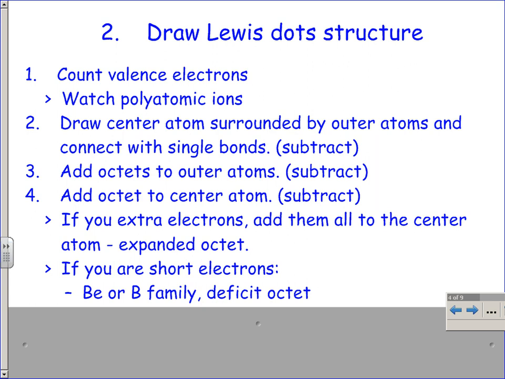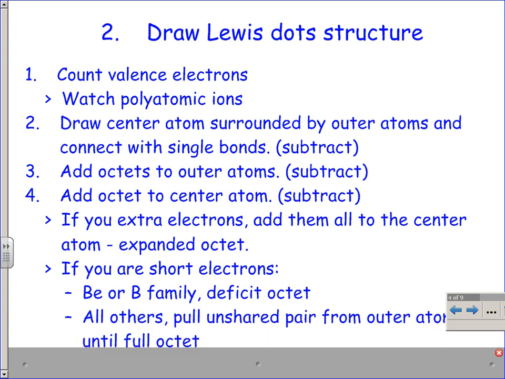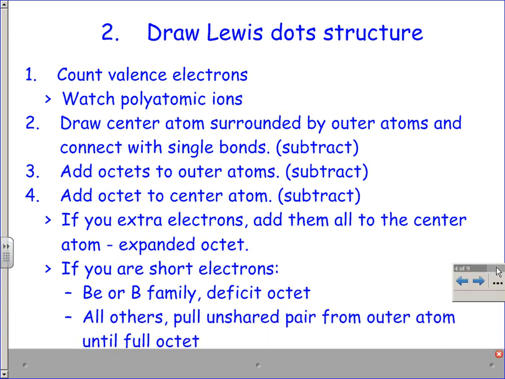Just don't automatically pull an unshared pair and make a multiple bond. If you've got something that's an exception to the octet rule, like beryllium and the boron family do, then at that point you would be done. You would have less than a full octet on that center atom. But in all other cases, you're going to pull an unshared pair from an outer atom until you have a full octet. Now, which outer atom do you use?